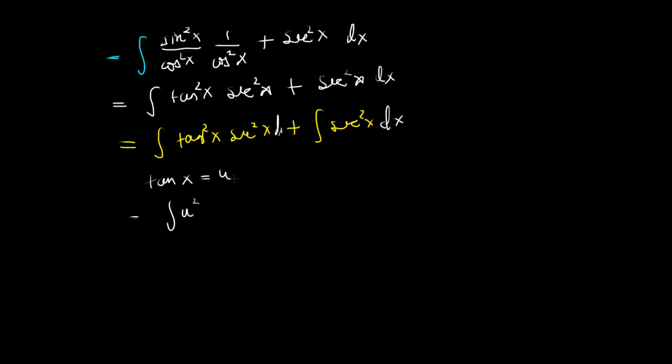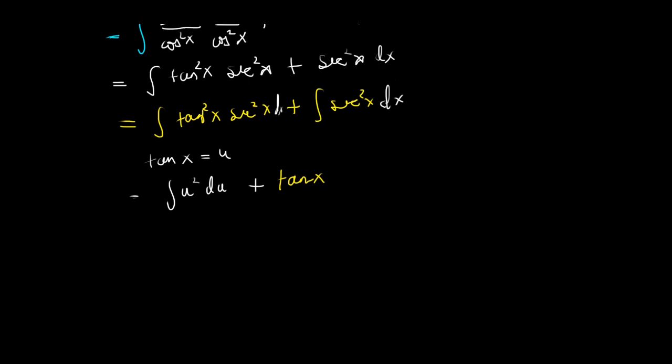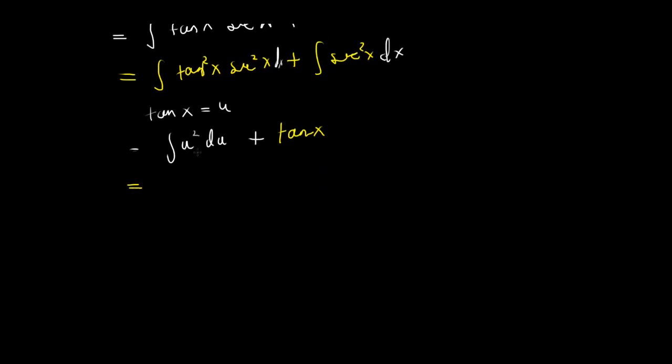So secant squared of x dx is du, right? I won't do it every time, so I hope you know this. And the integral of secant squared is pretty obvious. It is the tangent of x, and this becomes u cubed over 3, but u is tangent of x, so it's tangent of x cubed over 3 plus the tangent of x plus some constant.